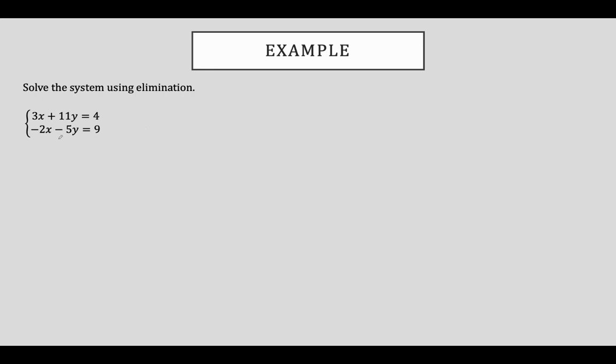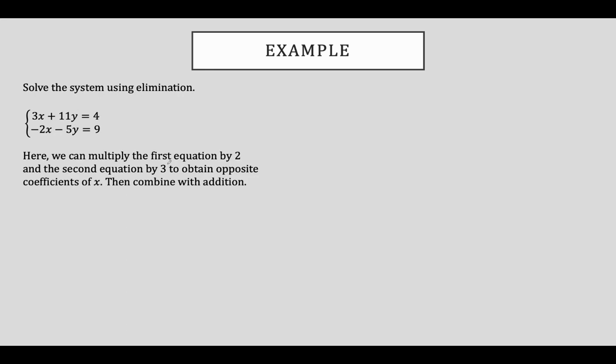Now, it doesn't matter which one you try to get to cancel out. If we want to get x values to cancel out, that means we are going to multiply the first equation by 2 and the second equation by 3 to obtain opposite coefficients of x. That way, when we combine them with addition, our x's are going to be eliminated.